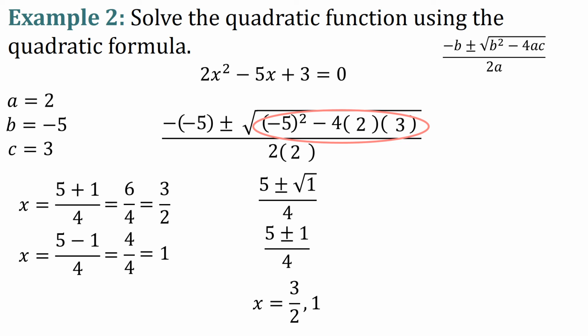So that concludes the quadratic formula. Next, we're going to learn how to graph quadratic functions, and it's going to be so much fun. See you then.